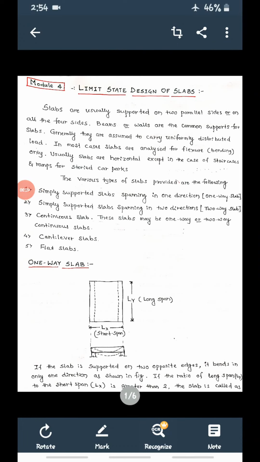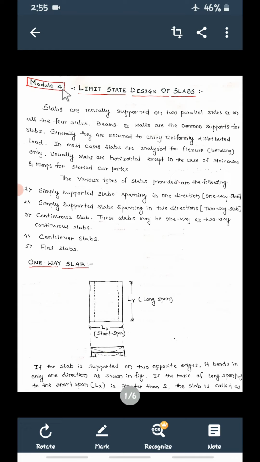Good morning, students. Okay, let us move on to the next design, and it is module number 4. In module number 3, we have completed design of beam. It may be singly reinforced beam, doubly reinforced beam, then T beam, and cantilever beam.